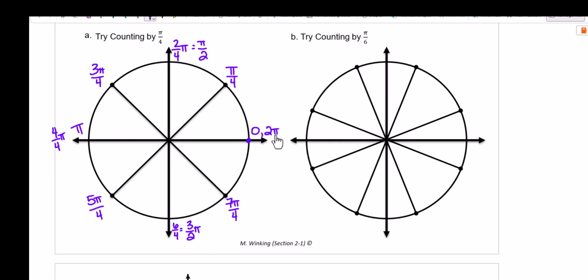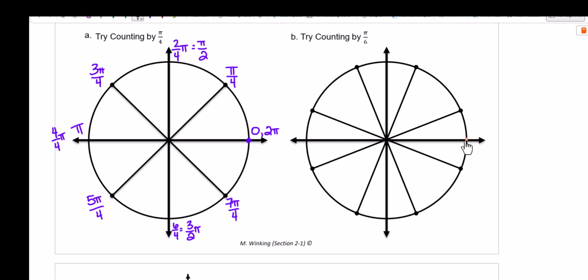It's 2 pi times the radius, right? Because whatever the length of the radius is, it's always going to be 6.28 of those radii to get all the way around the circle. Now, there is another special radian, and that is when you count by a sixth.